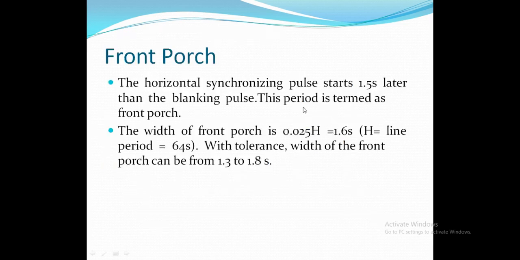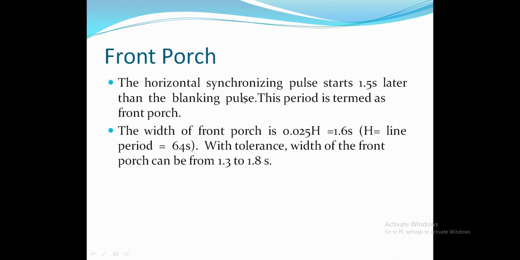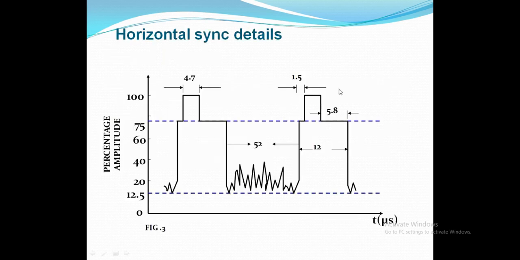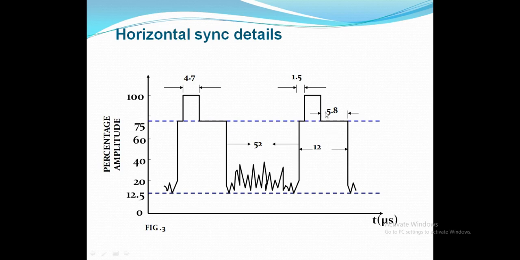The function of the front porch is that the horizontal synchronizing pulse will start 1.5 microseconds later than the blanking pulse begins. Everything here is in microseconds. See here, 1.5 microseconds later than the blanking pulse. This period is known as the front porch.